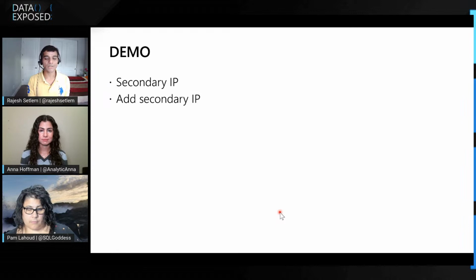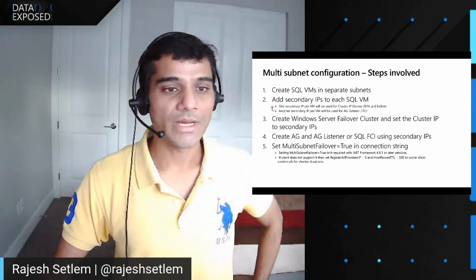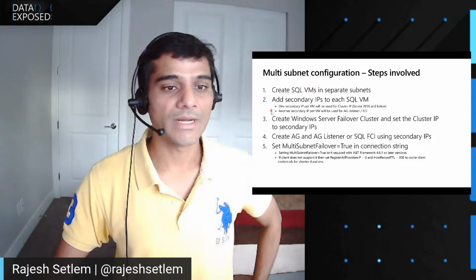I want to show you a quick architecture, a typical HA architecture, and then get into show the other things in action, right? So if you think about the entire multi-subnet configuration, what are the steps involved if I have to go over and embark on this multi-subnet approach? The first step, you create VMs in separate subnets, which I'll show you in a quick architecture diagram. Once you create the VMs in separate subnets, then you add secondary IPs, which we just saw. We add one IP for the cluster. We have another IP for the listener, as we just saw in the demo.